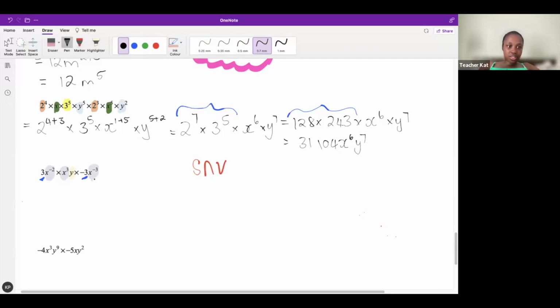Okay, so let's start with symbol. I'm going to start with the numbers. A positive and a negative give me a what? My answer is going to be negative. And what's 3 times 3? 9. Okay, now I'm moving on to the x's. Okay, what am I adding with my x's? It's x to the power of what plus what plus what?